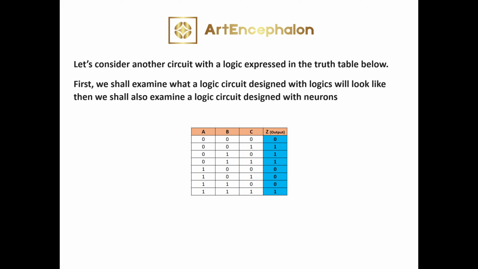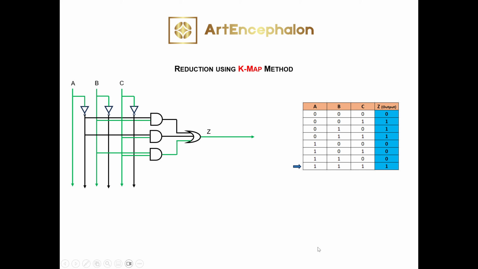So let's consider another circuit with a logic expressed in the truth table below. So this is the truth table, and we are expressing a logic using this truth table. First we shall examine what a logic circuit designed with logic gates will look like, and then we shall also examine a logic circuit designed with neurons. If we are to design with logic gates, this is what it will look like. This circuit designed with logic gates will look like this.